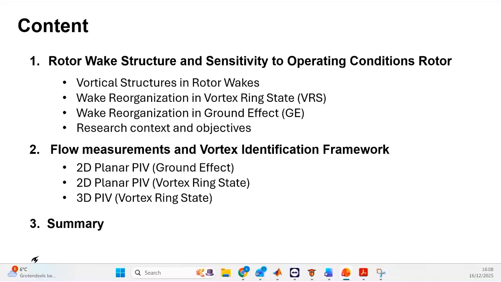In the second part of the presentation, I'm going to show you some experimental results obtained from particle image velocimetry, both 2D and 3D, for vortex ring state and also for the ground effect.